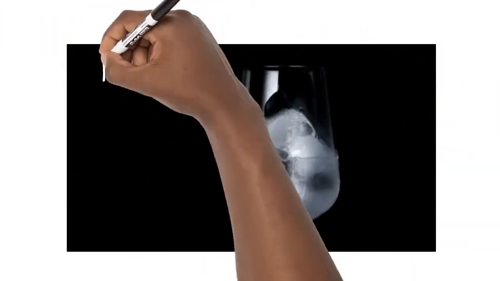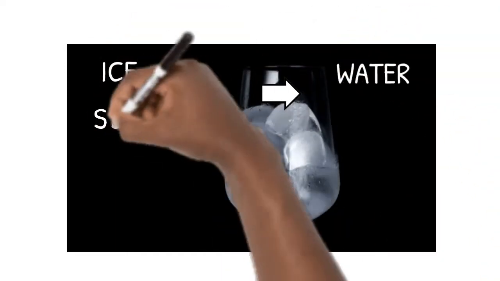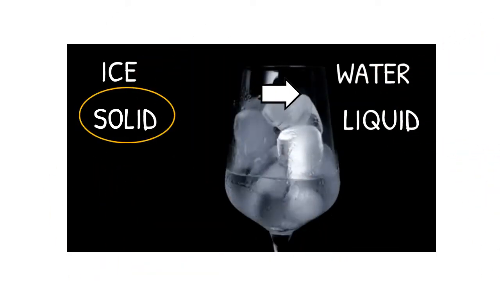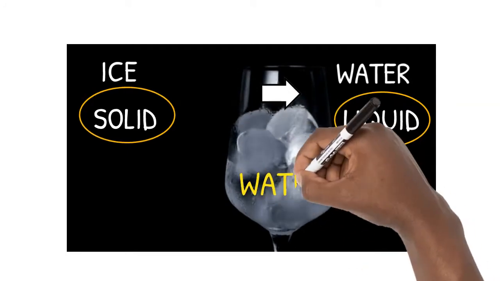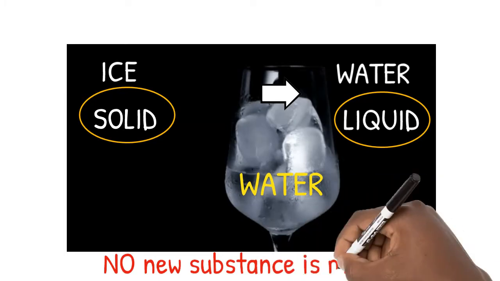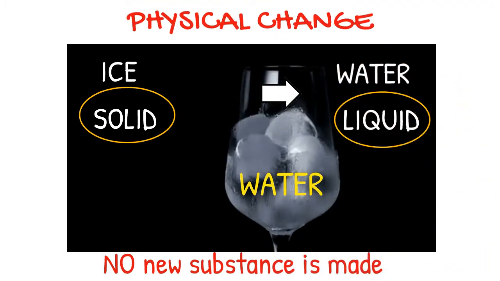So take this cup of ice. Here there's a change from ice to water, or from solid to liquid, but whether solid or liquid, at the end it is still water, so no new substance has been made. And we call this type of change a physical change.